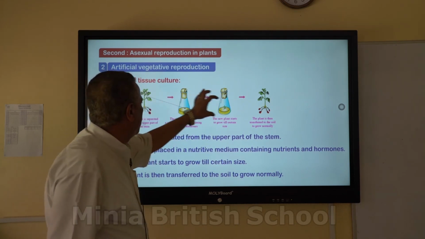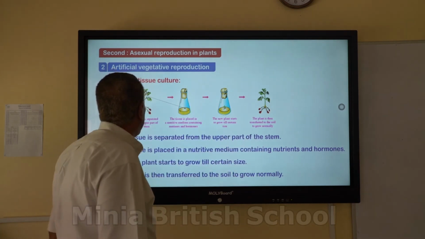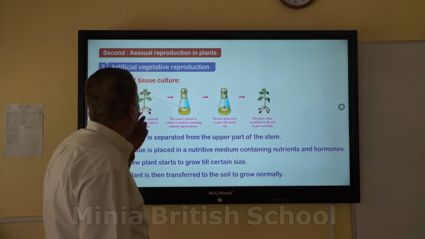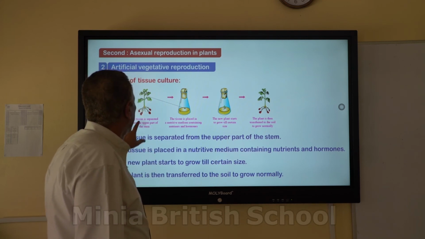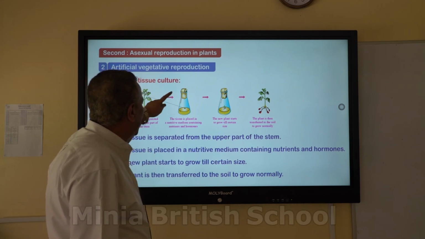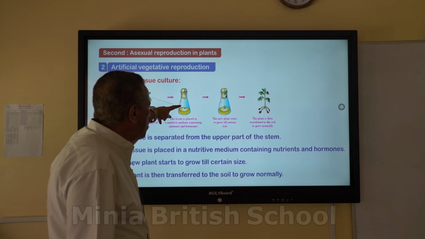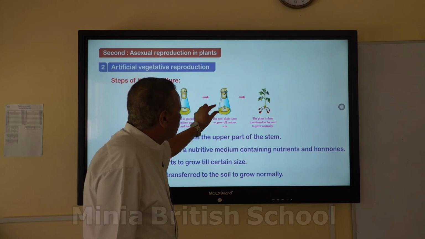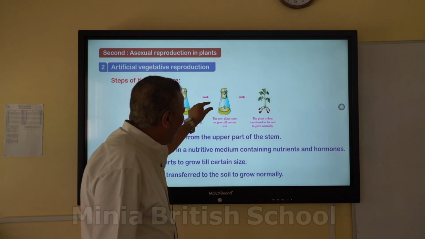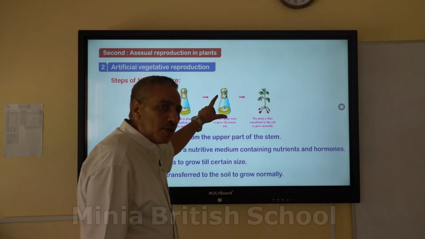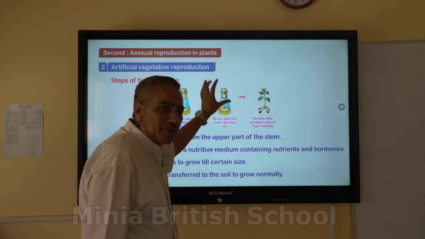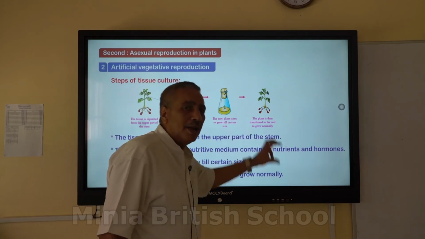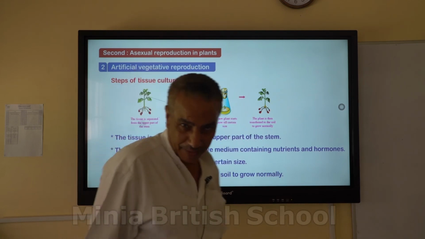These are the different steps for growing the plant by artificial vegetative reproduction. I mean tissue culture: small parts are separated and then placed into a nutritive medium that contains nutrients and hormones, and then a small new plant starts to grow until reaching a certain size. Then we take this plant and put it in the soil, and it will grow, forming a new plant.